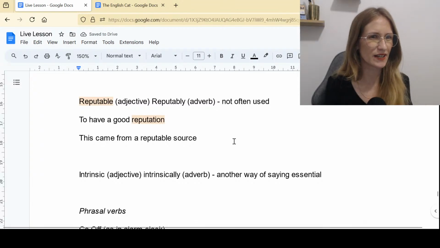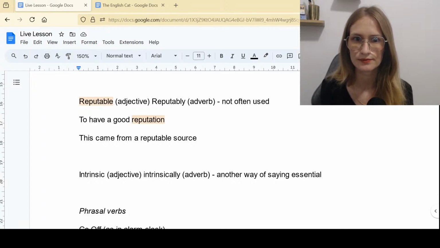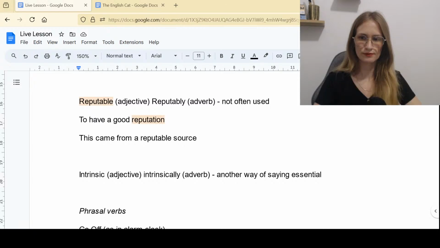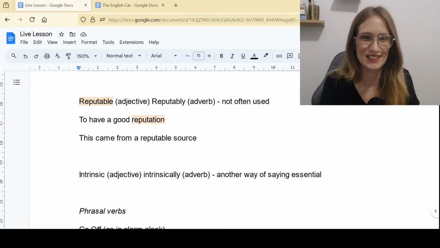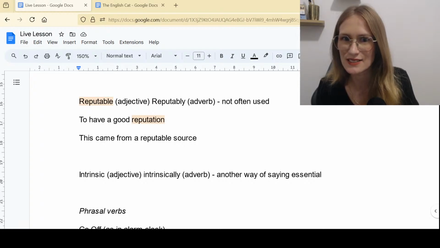Does anyone have any idea what that might mean? This came from a reputable source. Any guesses as to what that might mean? I'm just going to pause a little because I think... Miranda, she knew that typo. No problem at all. I'm just going to give the chat time to update itself.